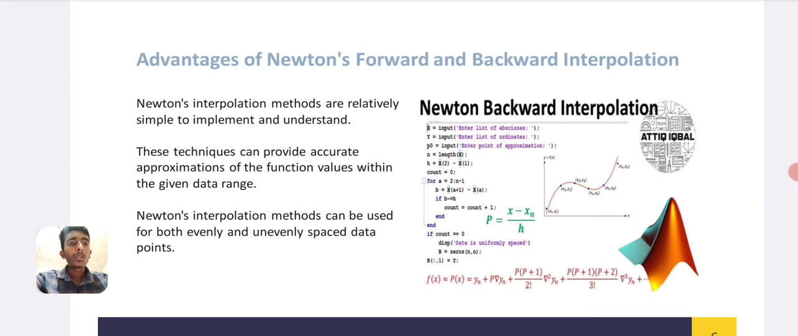Advantages of Newton's forward and backward interpolation. Newton's interpolation methods are relatively simple to implement and understand. This technique can provide accurate approximations of the function values within the given data range. Newton's interpolating methods can be used for both evenly and unevenly spaced data points.